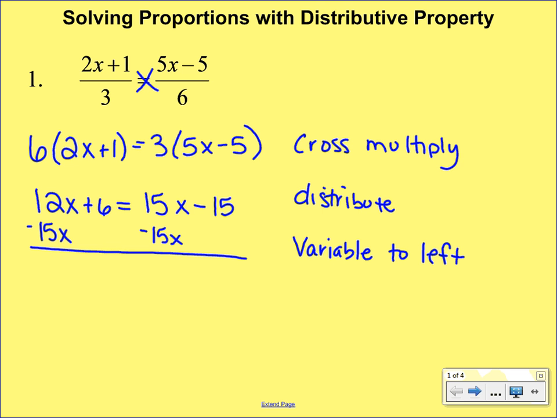12x, take away 15x is minus 3x, or a negative 3x. Bring down the plus 6, bring down the equal sign, bring down the negative 15. Some of you end up losing that negative in front of the 15. Make sure you pay attention to that.